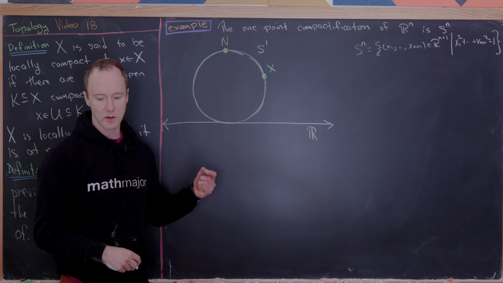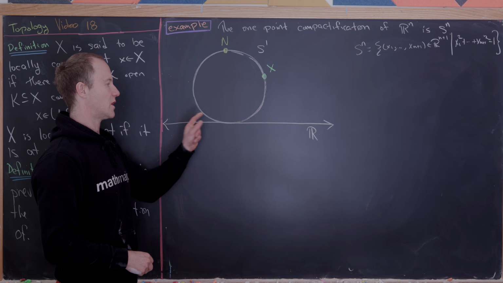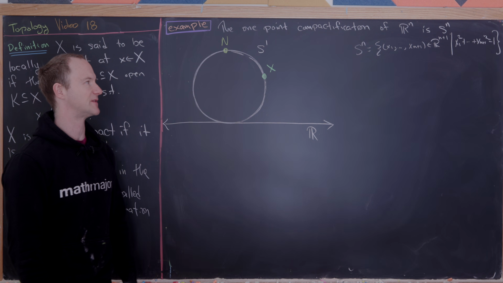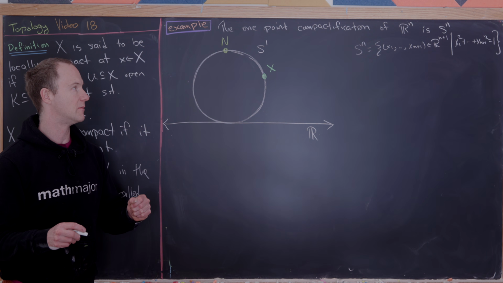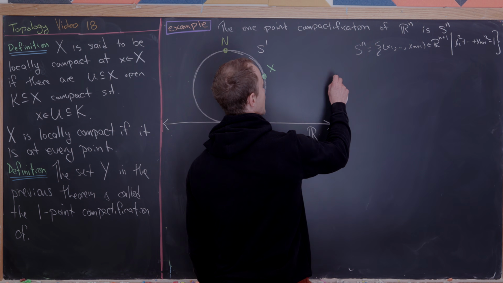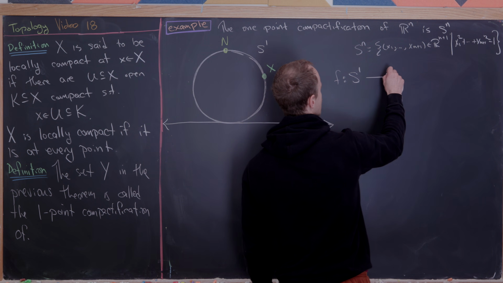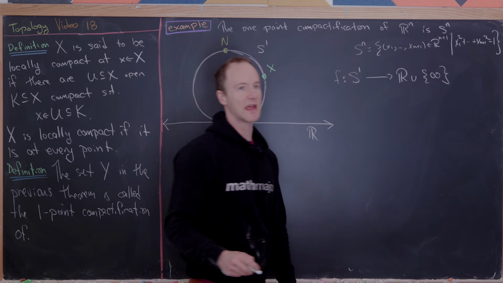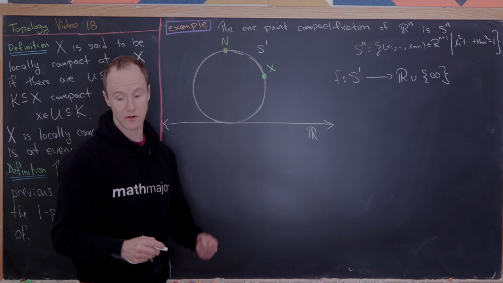So as a concrete example, let's look at the circle and the line. Here we've got S1 and here we have R. There's an obvious homeomorphism from S1 to the one-point compactification of the line. So we need to construct a homeomorphism from S1 to R union infinity, where R union infinity has that topology that was defined in that previous theorem.